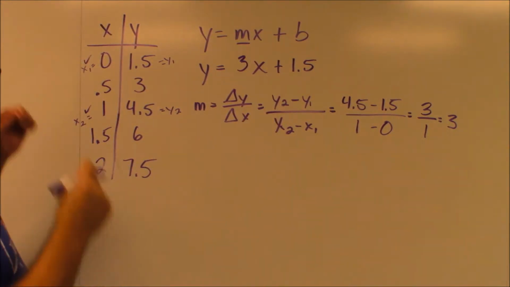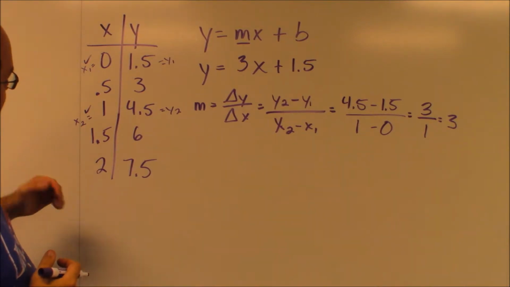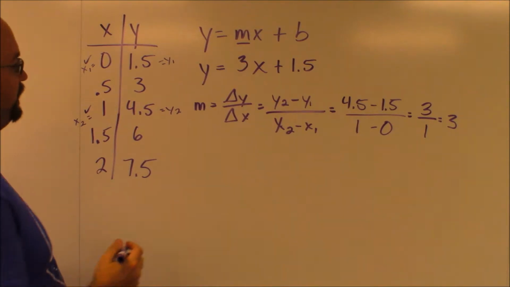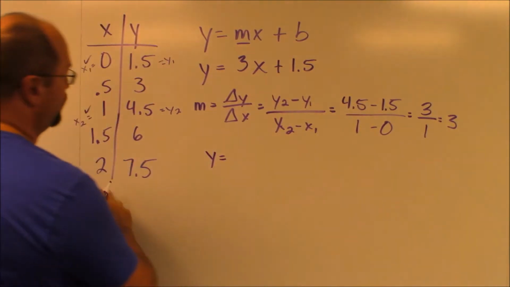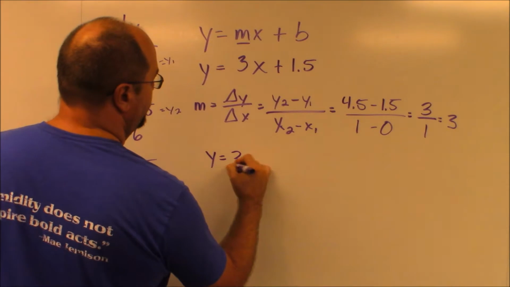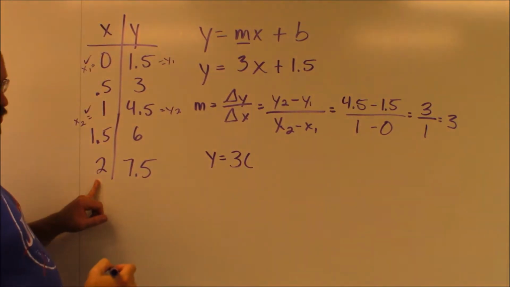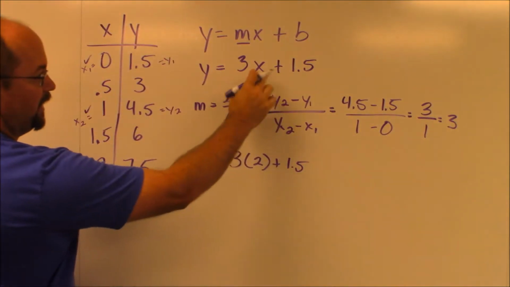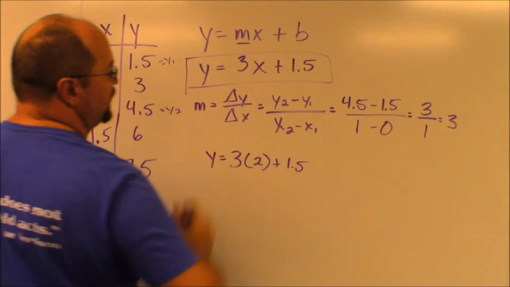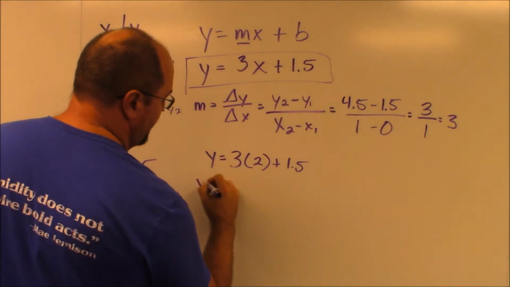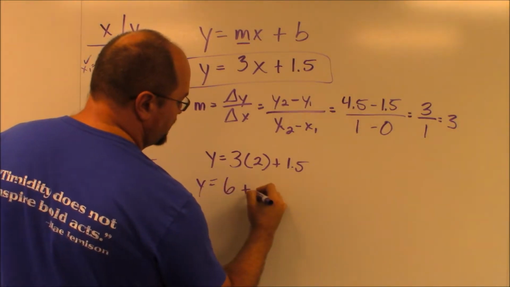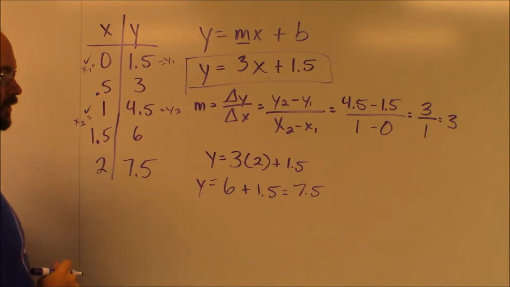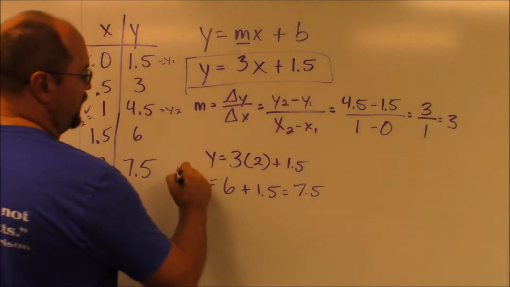Now I can verify that if I would like to, and I'll verify it with this one, where when x is 2, y is 7.5. We'll just do a quick check of that. So y equals 3 times x, which is 2, plus 1.5. I'm just plugging x into the equation that I've created here. And so we get y equals 6 plus 1.5, which is 7.5, which is what I have here for y. So my check is good.